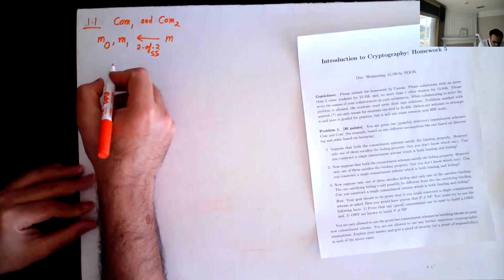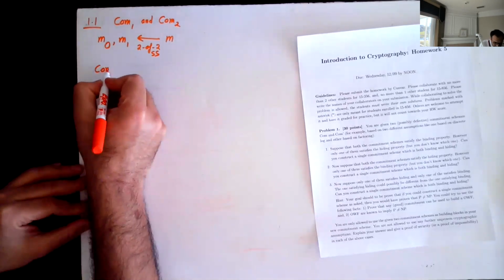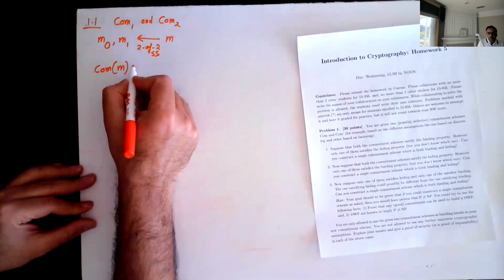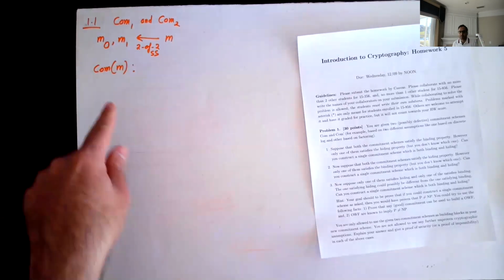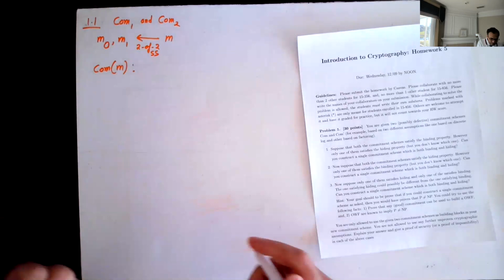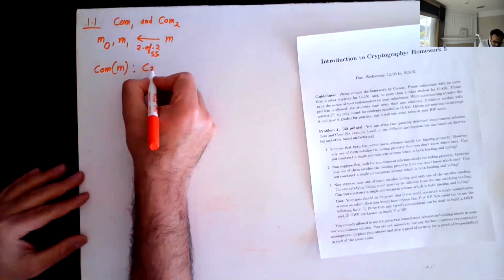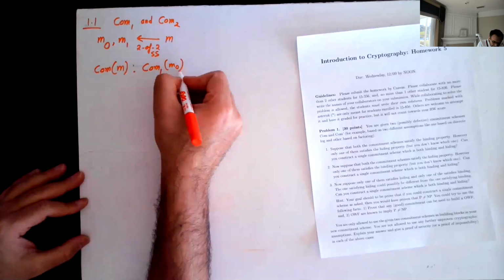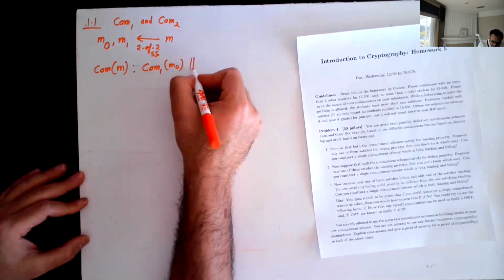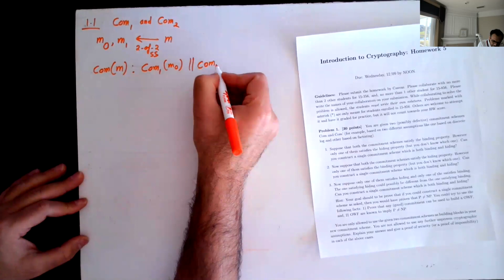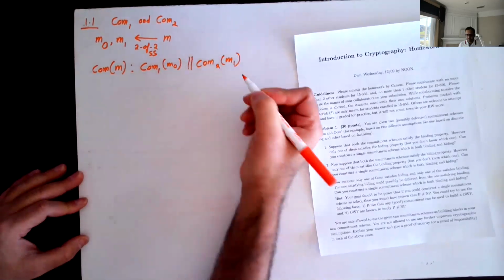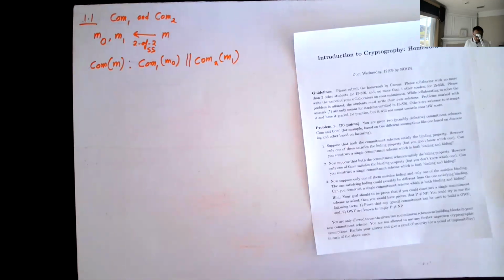And then your commitment of the message M is specified as follows. So COM is the final commitment scheme which we are building, which is supposed to be secure. So this is just COM1 of M0 concatenated with COM2 of M1, right? And both are binding.